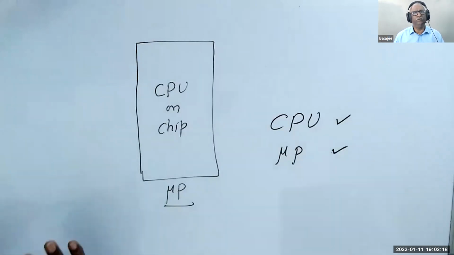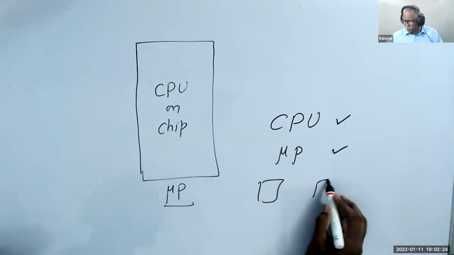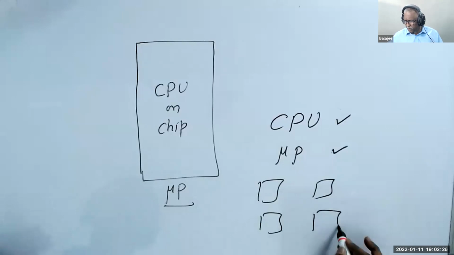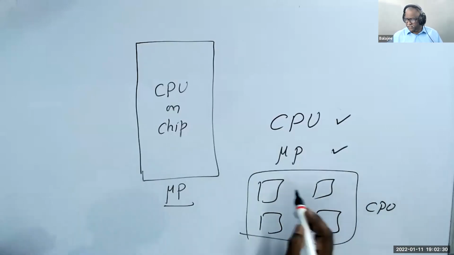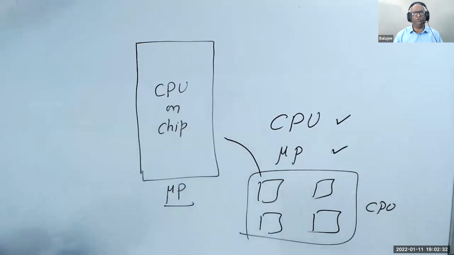Nowadays, but in the initial days, a CPU was made with so many ICs. So many components were used to make a CPU. Intel put it on a single IC. That's why it's called CPU on chip.